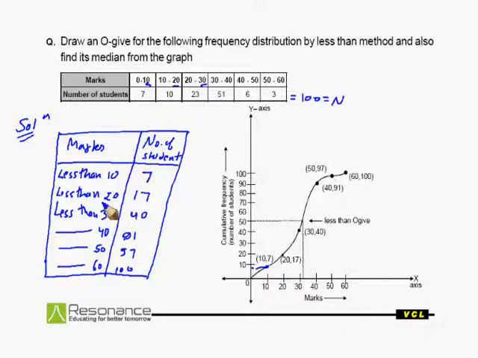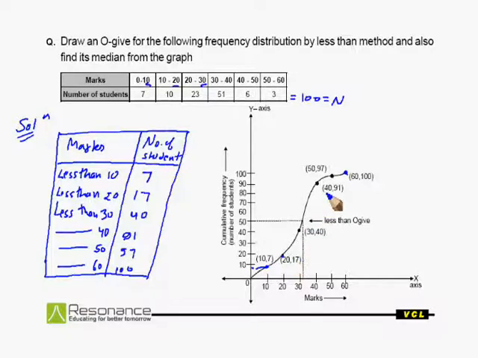Now the next point is 20 comma 17. So the marks is less than 20, and the number of students is 17. So this point represents 20 comma 17. And this way we have plotted all these points. So the number of students whose marks are less than 60 is 100, that is, all the students. So this point represents 60 comma 100.